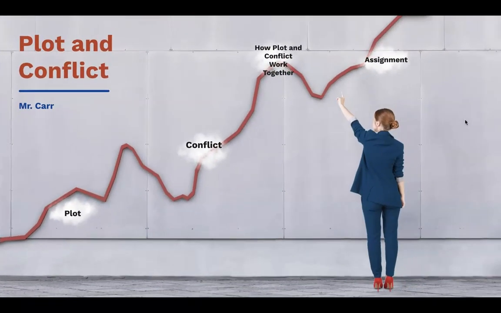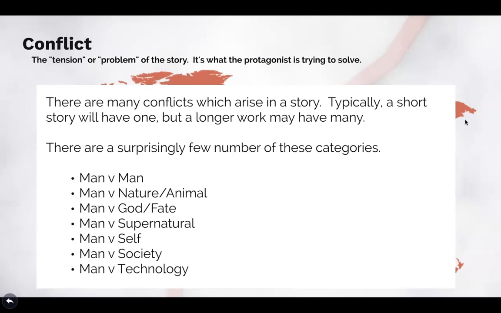So now that we've explored kind of how a plot works, the road on which a story travels, the conflict is the engine that drives it. So the conflict is that tension or the problem that the protagonist has to solve. There are often many, many conflicts in a story, depending on its complexity.